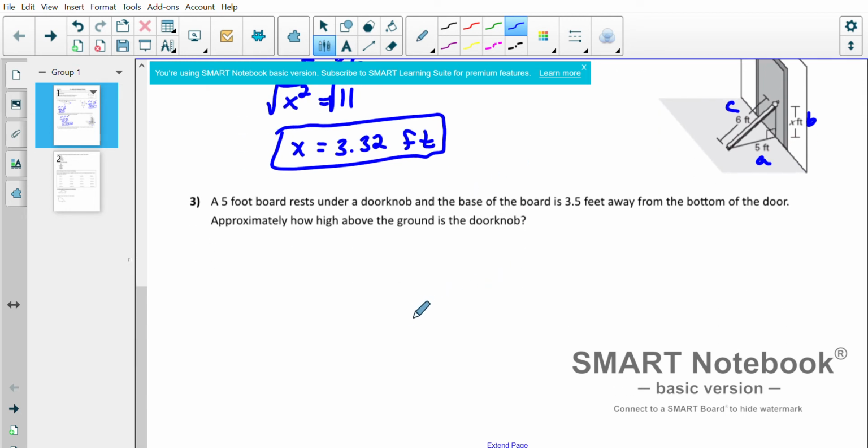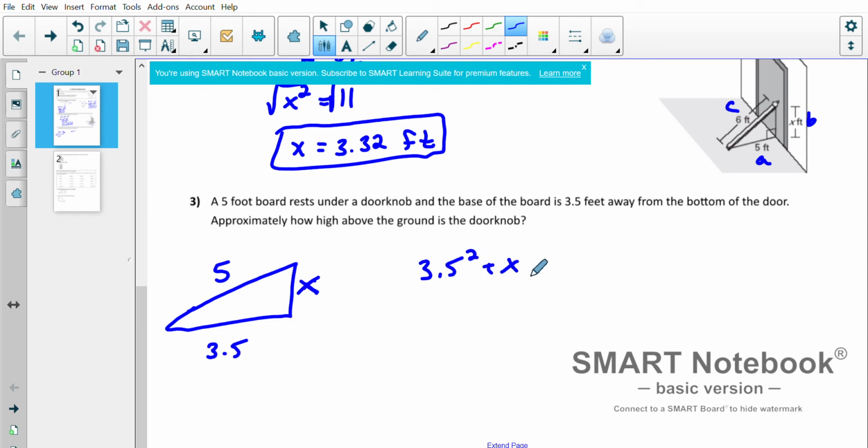And number 3, same idea. This time we've got our triangle again. We know a 5-foot board. The base of the board is 3.5 feet from the door. Now, how high above? So same problem, different numbers. 3.5 squared plus x squared equals 5 squared. This would be our right angle. This would be our hypotenuse and our 2 legs.